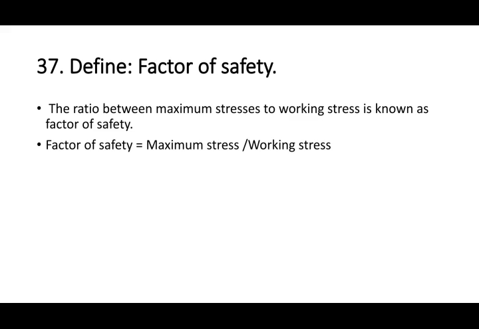Next question. Define factor of safety. So the ratio of maximum stress to the working stress is known as factor of safety. The ratio of maximum stress to the working stress is known as factor of safety. And generally the factor of safety is kept in between 3 to 6.